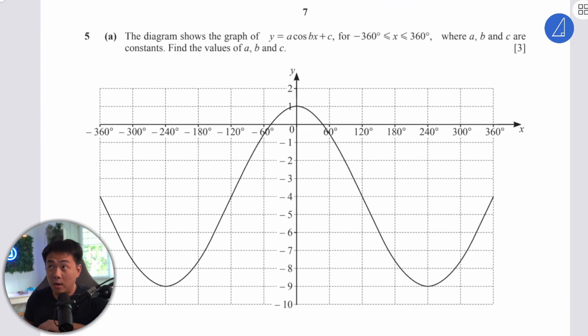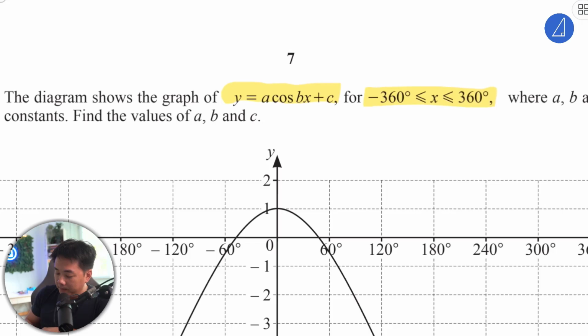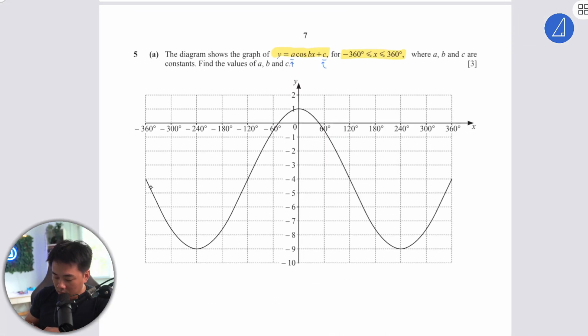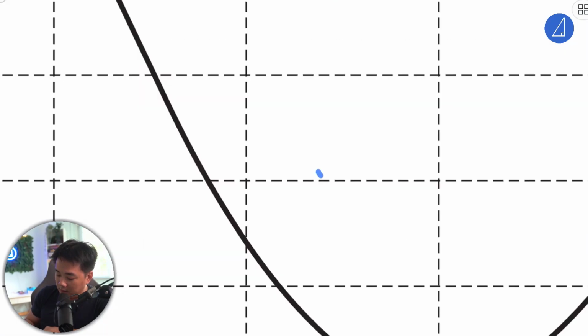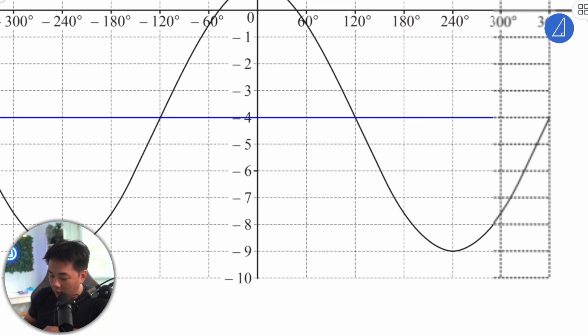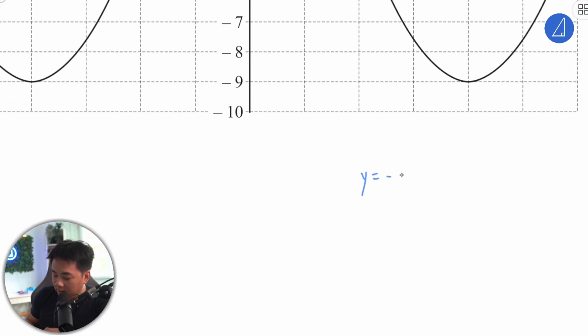So let's look at this question here. The diagram shows a graph of y equals a cosine bx plus c for this domain here, where a, b, and c are constants. Find the value of a, b, and c. Okay, great. So the first thing is to understand that we could find a and c first. c is just the line of equilibrium and a is just the amplitude, right? This is clearly the line of equilibrium, so this is where y equals -4. So in other words, c is just -4.